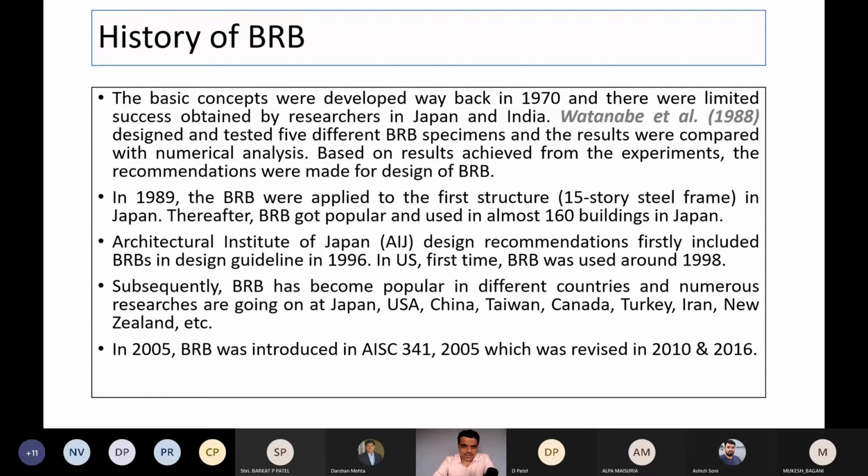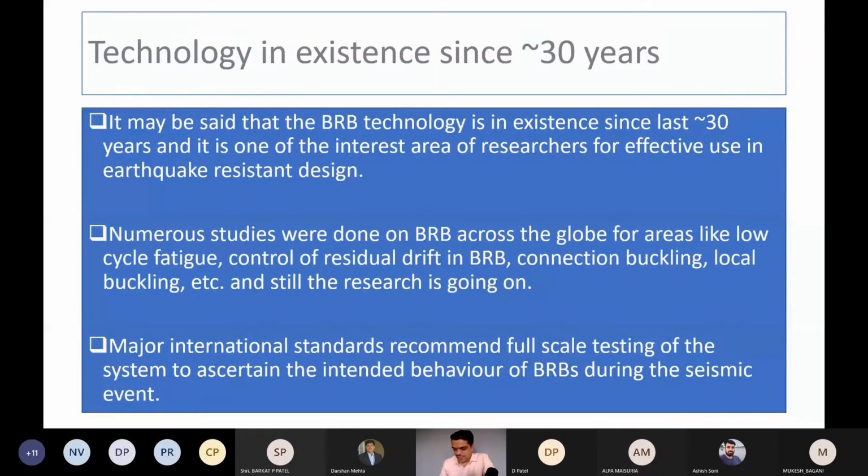Let me tell you, as of today, there are still a number of researches happening on BRB, and there are numerous types of BRB, which we will see in a subsequent slide, being developed by local regions as per the availability of materials and the ease of fabrication, etc. So this technology is not very new. It has been in existence for almost 30 years, but we are not using it at a national level. Numerous studies were done on BRB across the globe on areas like low cycle fatigue, control of residual drift in BRB, connection buckling, and local buckling, and the research is still going on.